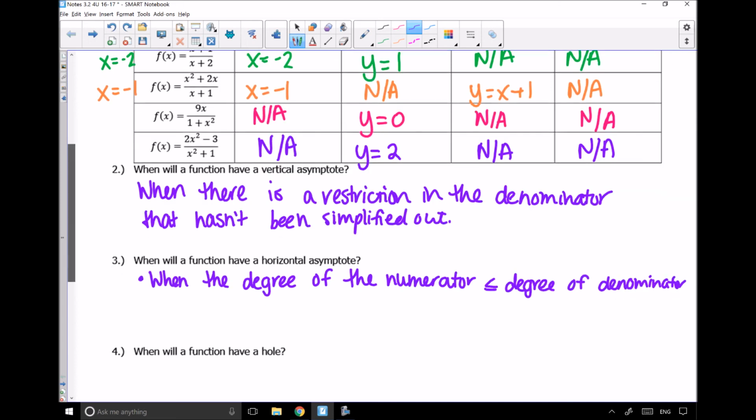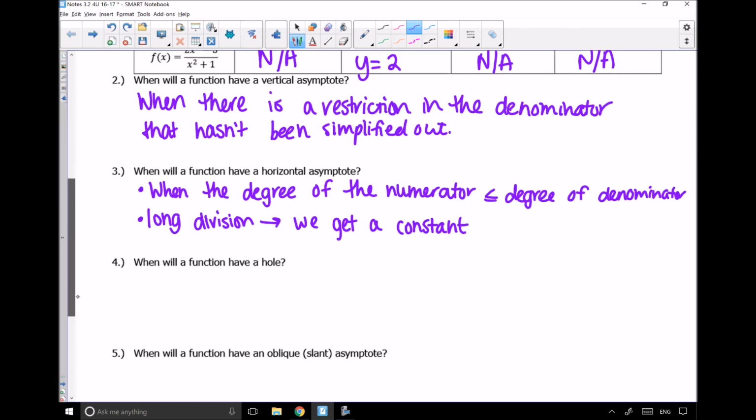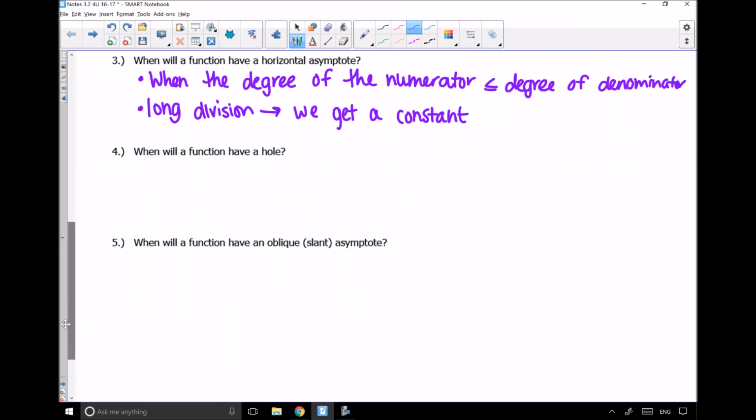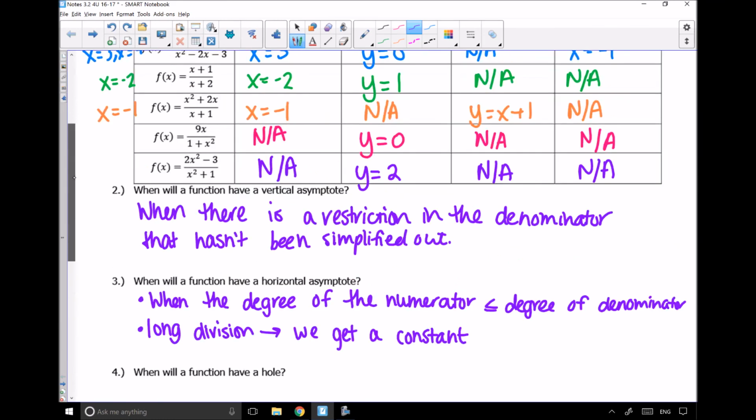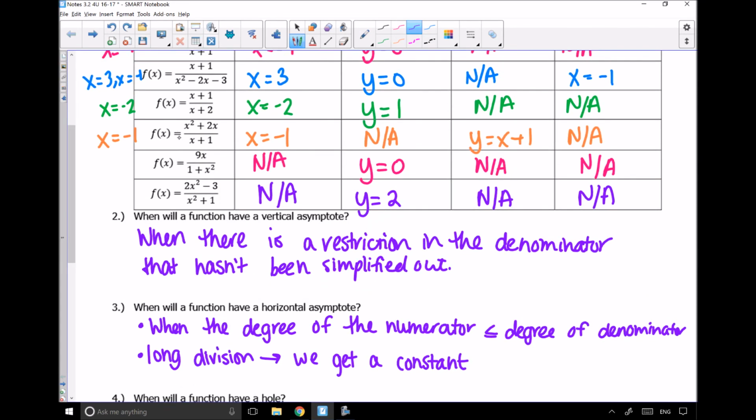Essentially, it all comes down to your long division. If they have the same degree, or if the degree in the denominator is bigger, we get a constant. Therefore, it's going to have a horizontal asymptote. Okay, so now we're going to skip question number 4 right now. When will a function have an oblique or a slant asymptote? Well, we had a slant asymptote in this example up here, and that occurred when the degree of our numerator was 1 more than the degree of our denominator.